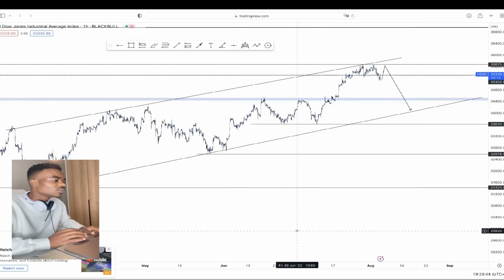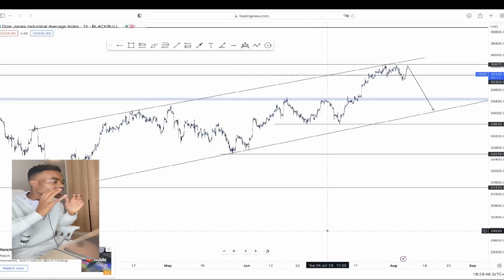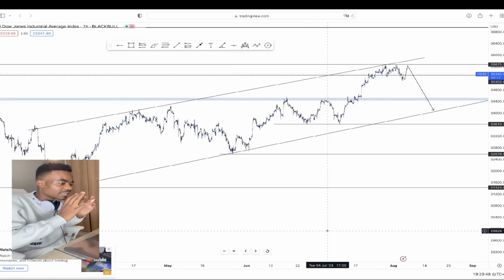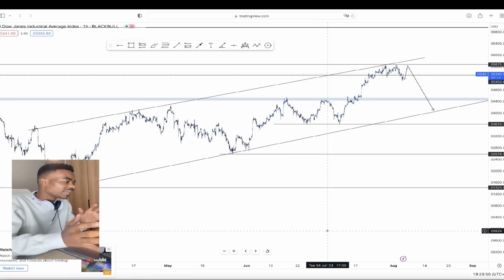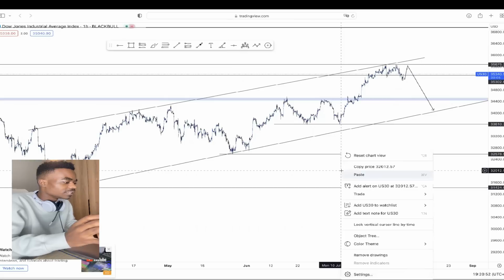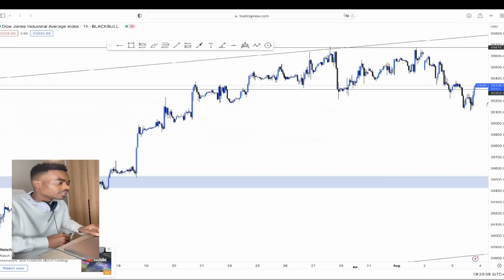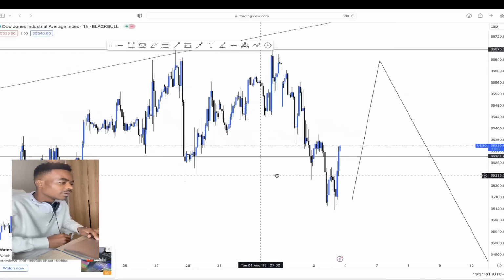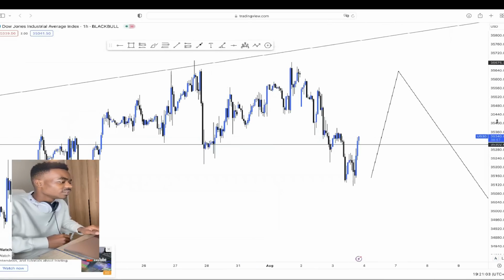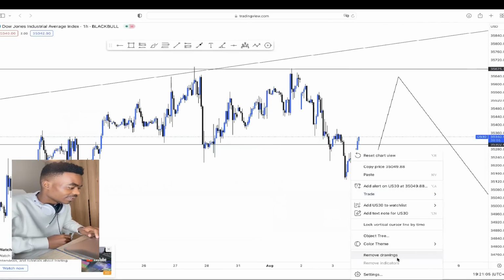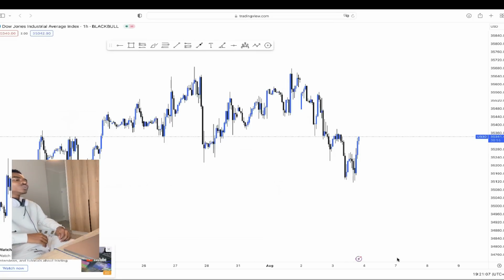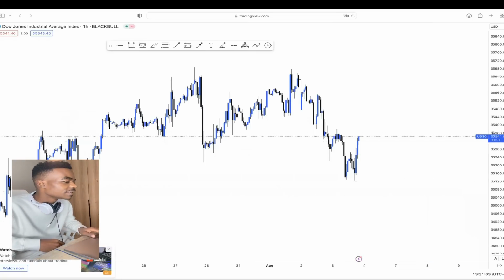You understand? So now I'm just gonna zoom the chart and focus on the current price of the market and forget about the past. You understand? So now I'm just gonna zoom it. Then we reset the chart view. So we're gonna unzoom it a little bit. Then I'm gonna come here. Then I'm gonna delete everything here. I'm gonna remove everything. Now we own our 1-hour chart.